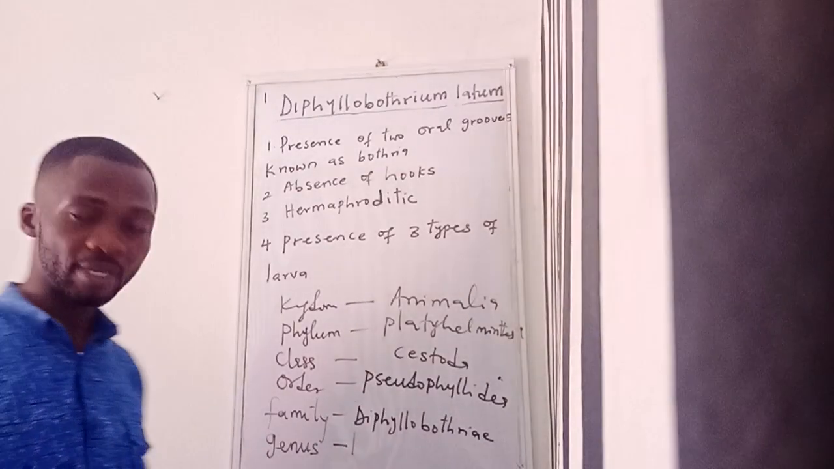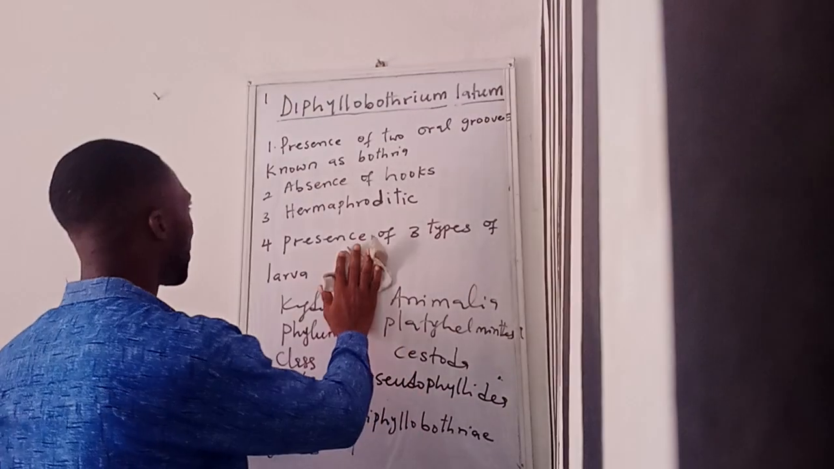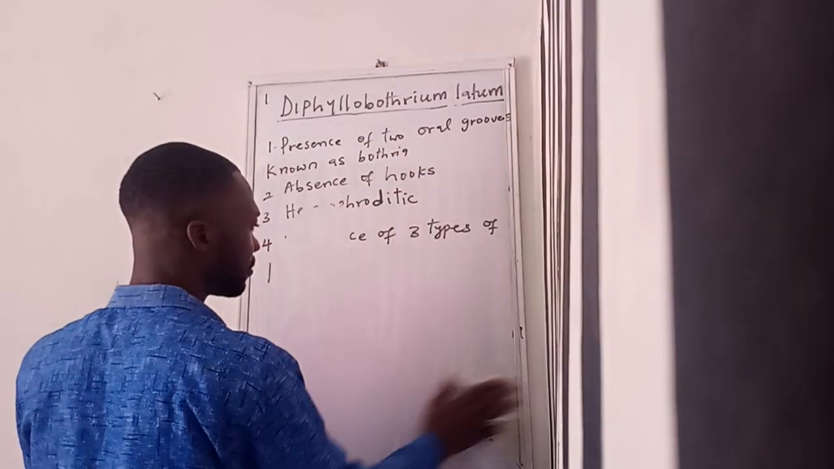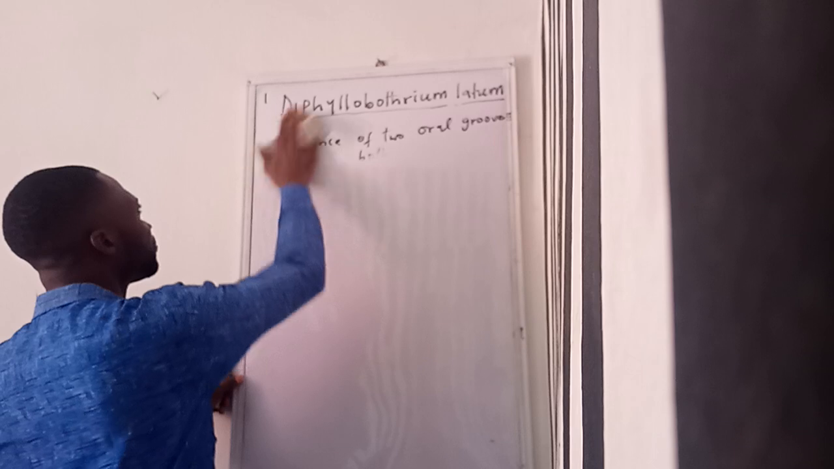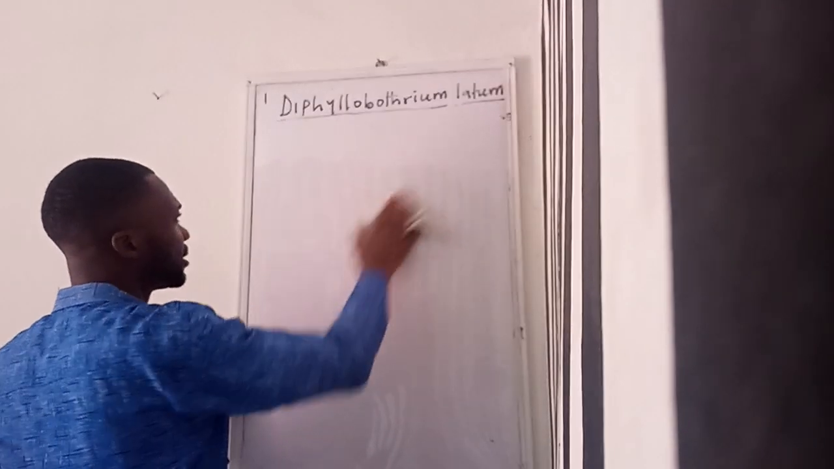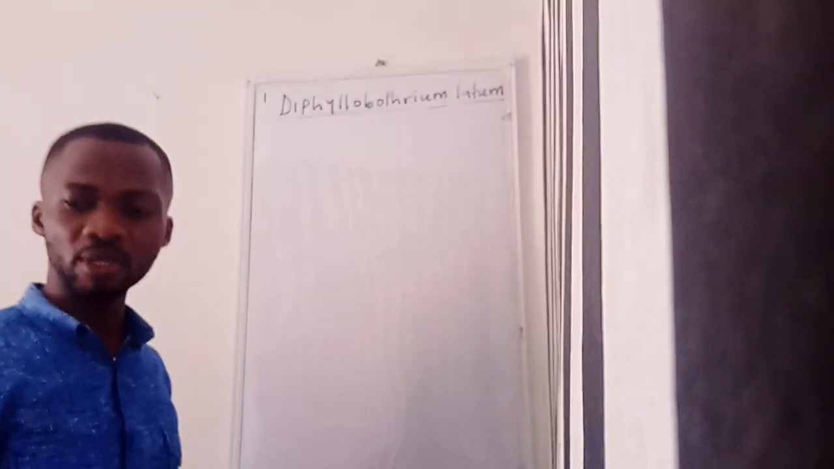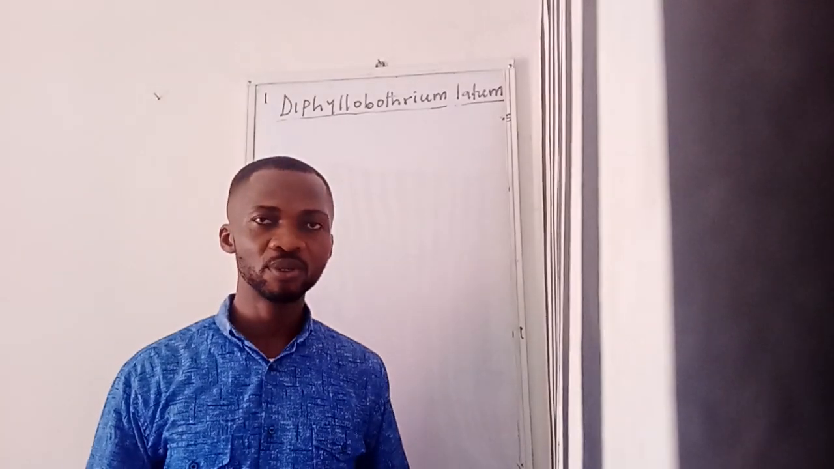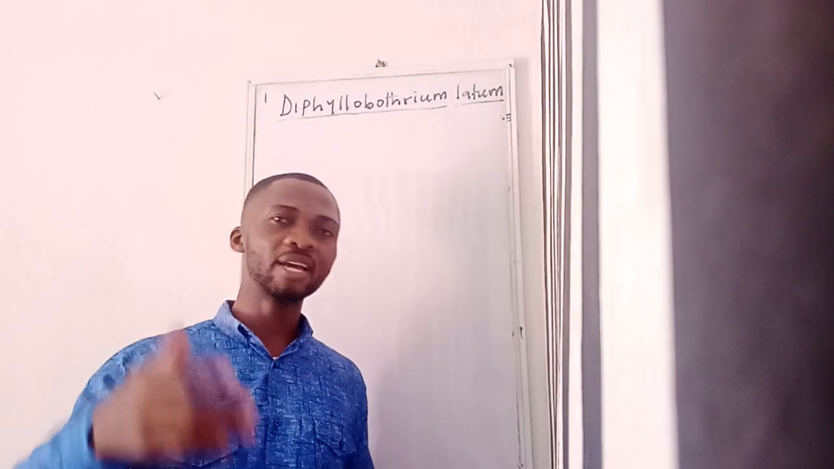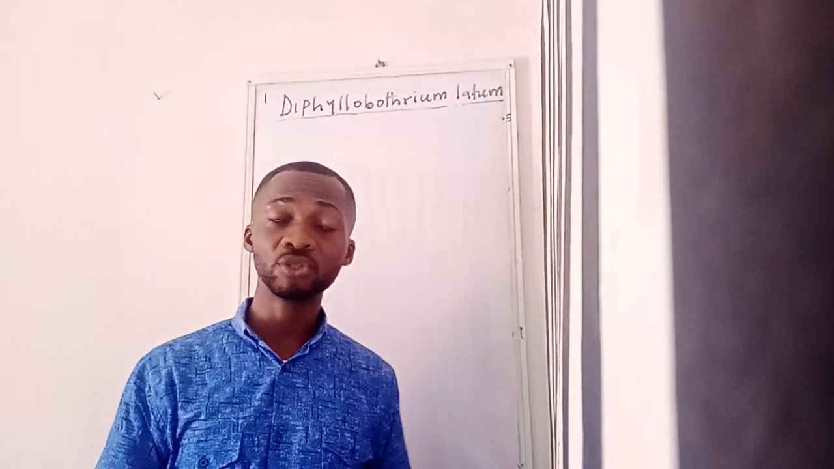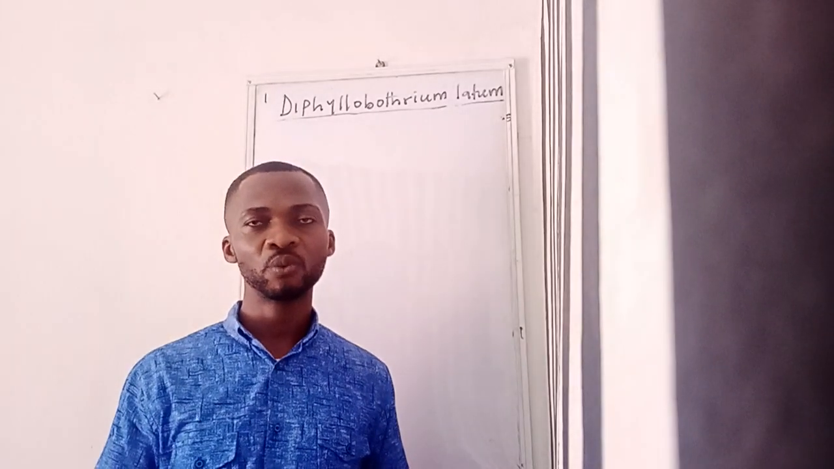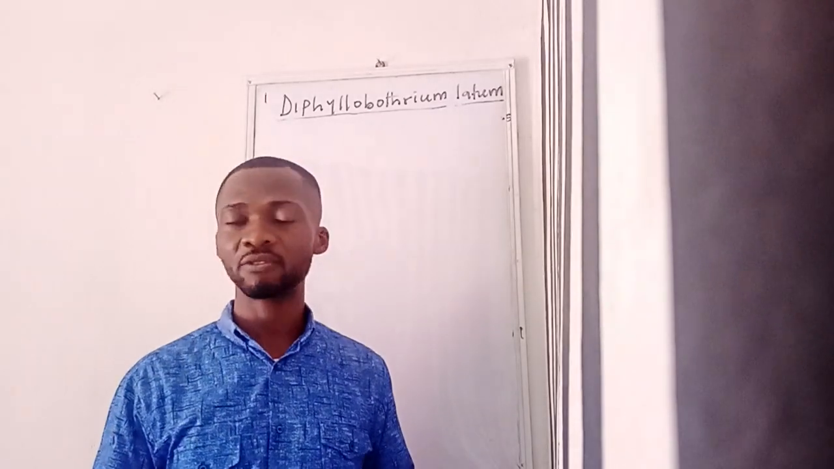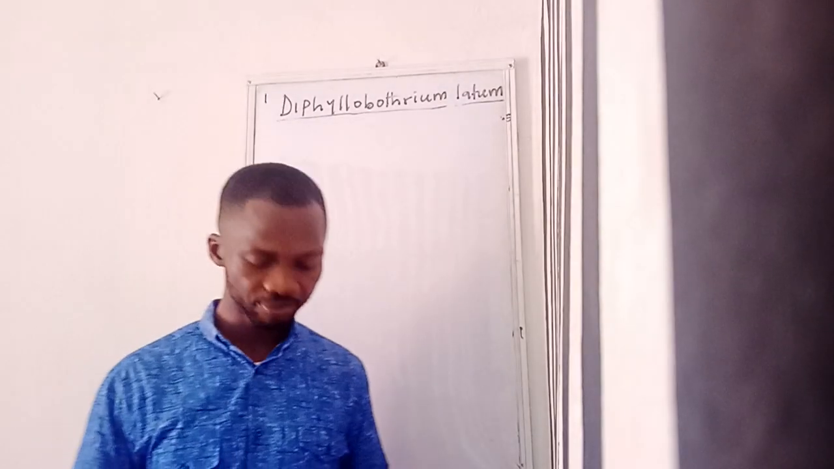Having known this now, I think it's time to look at the life cycle of this parasite, Diphyllobothrium latum. It is important you know that Diphyllobothrium latum completes its life cycle in an aquatic environment, just like Schistosoma. So without an aquatic environment, the life cycle of Diphyllobothrium latum cannot be completed.